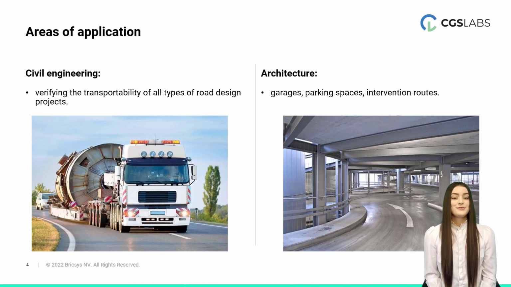Civil engineers use it for verifying the usability of all types of road design projects, including roads, intersections, roundabouts, underpasses, overpasses, and similar places. AutoCAD also provides easy-to-use tools for architects and urban planners. They can perform simple vehicle maneuvers, carry out turning simulations, and identify potential limitations in the design of garages, parking spaces, and intervention routes.